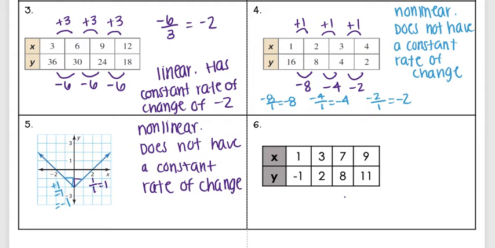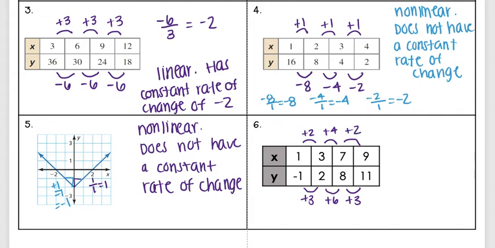Okay, now for number 6, we're going to need to be careful here. So first I'm going to do my change in y. To get from -1 to 2, I add 3. To get from 2 to 8, I add 6. And then to get from 8 to 11, I add 3 again. And then looking at my x's, I see from 1 to 3, I add 2. 3 to 7, I add 4. And then 7 to 9, I add 2 again.